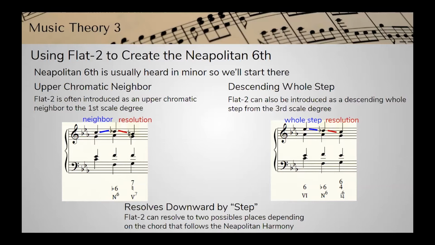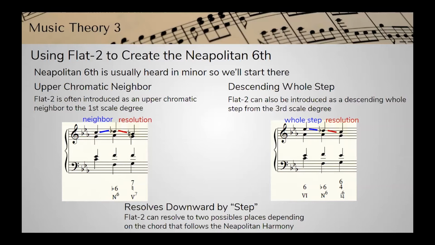And then, of course, we'd have, and then 2. Okay, so 2 ways to prepare to introduce the flat 2. You can either introduce it as an upper chromatic neighbor, or you can introduce it as a descending whole step from the third scale degree. And then 2 different ways to resolve it based on what the chord after the Neapolitan 6th is.